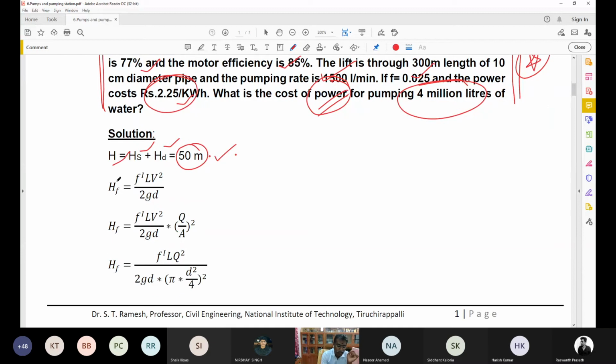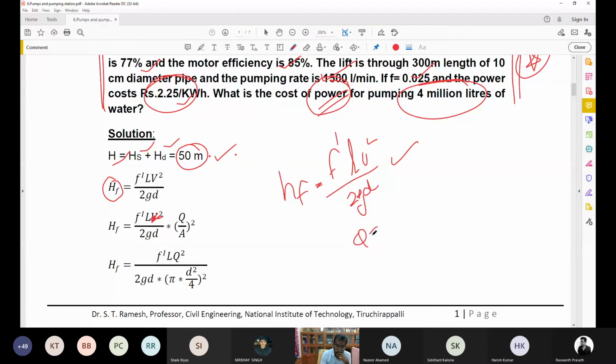And now we have to calculate the loss of head due to friction. HF is equal to F dash L V square by 2 g D. Please remember this equation. Anyway, we will be studying this in fluid mechanics also. Here, V I am replacing as Q by A. That's the only thing. Please make a note on this.